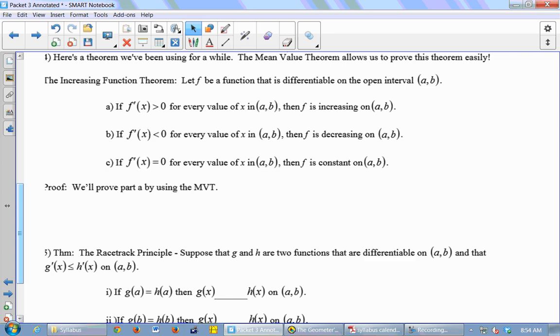So if we want to prove it using the mean value theorem, so when you're trying to write a proof, you should start by writing what you're given, right? What we already know, and what we need to show. Okay. So let's just prove part A here. In this sentence, what are we given and what do we need to show if you want to prove that that sentence is true?